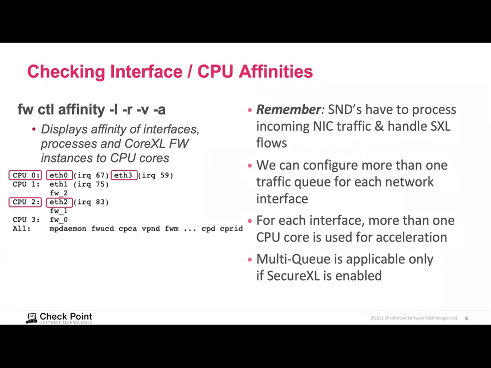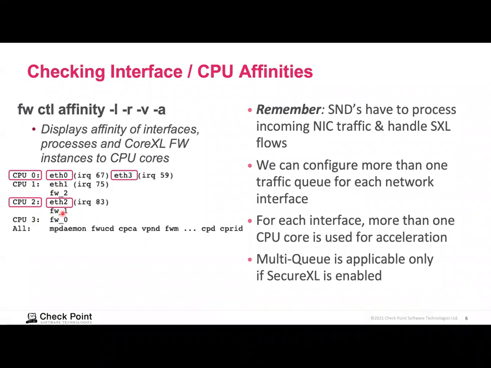So if we look at the interface affinities and configuration for the CPU affinities on a gateway, that is the command in the left pane there, fw ctl affinity. This will show us the interfaces, processes, and firewall instances and how they're all mapped together. Let me switch to pointer view here. In this particular example, we've got a 4-core gateway. CPU 0 has ETH1 and ETH3 bound to it. CPU 2 only has ETH2 bound to it.